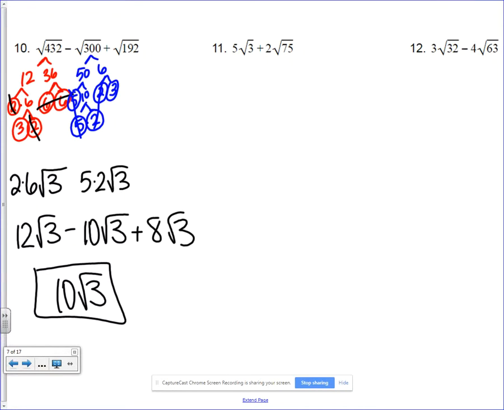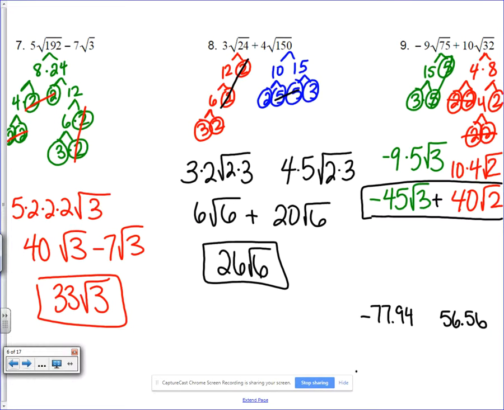Okay. Number 11. What do you think about the first portion of number 11? It's done. I can't break down 3 any further. Now, didn't we already do 75? Where is it? Right there? Now, that negative 9 was from out front, correct? So what am I going to have? 5 radical 3.